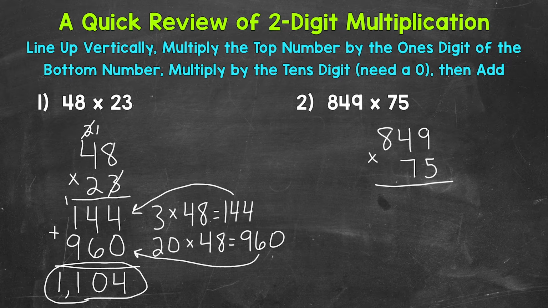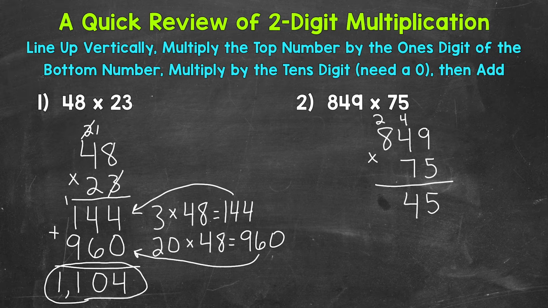So we'll start with 5 times 9, which is 45. Let's put our 5, carry the 4. Then we have 5 times 4. We're moving over to the tens place now in that top number. 5 times 4 is 20, plus 4 is 24. Carry the 2. And then we end with the hundreds place of the top number.